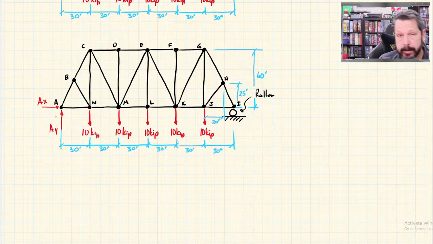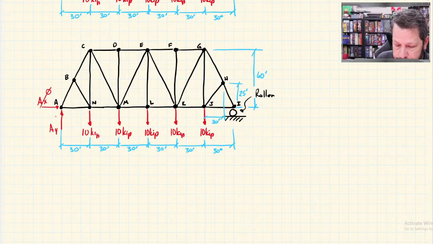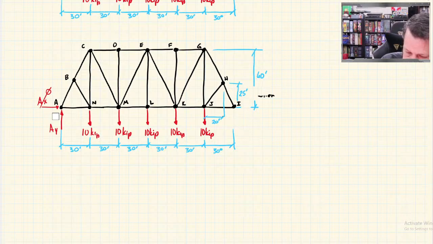I can already tell that AX is going to be 0 because it's the only arrow that's going to be in the X direction, so it has to be 0, the way I've drawn everything here. And we'll erase the roller. We can fix our dimensions here. Well, actually, I need some room there.